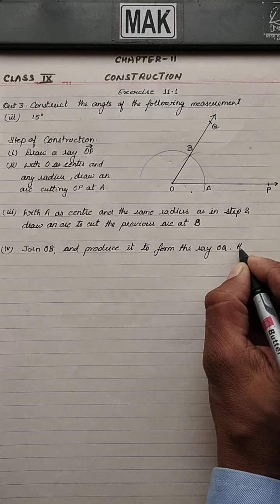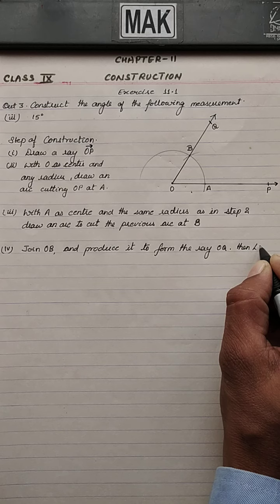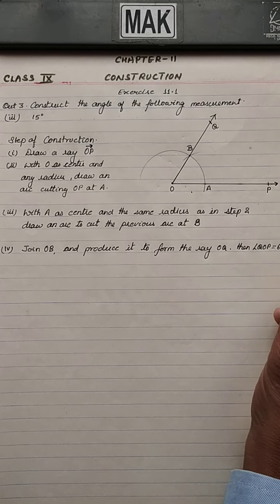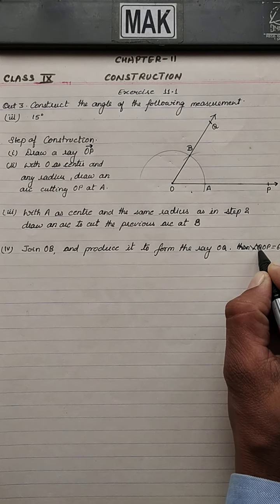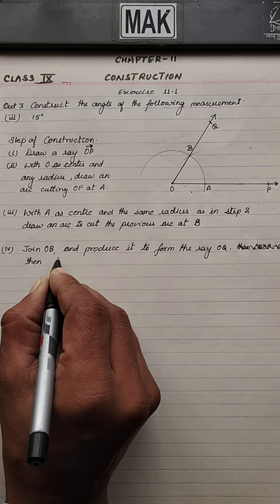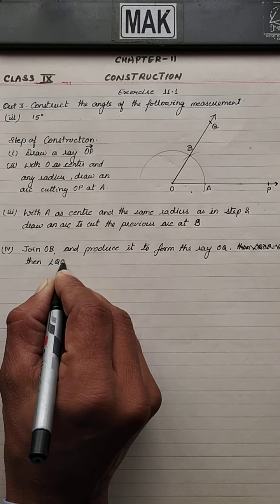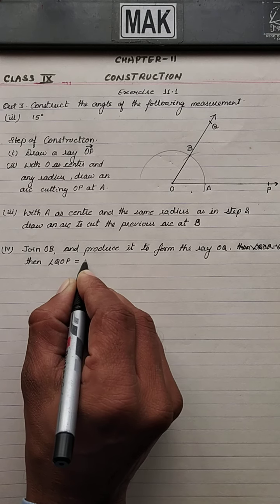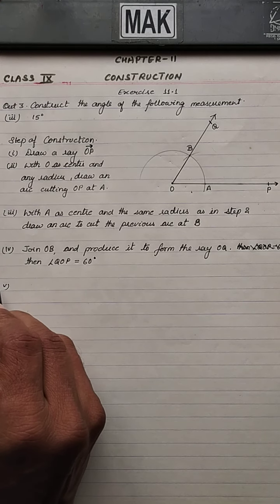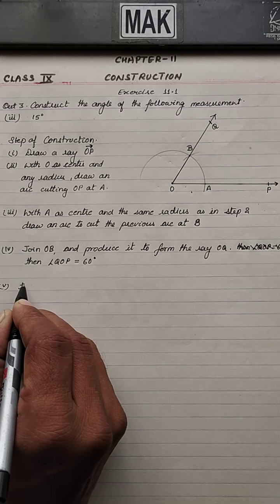Then you can see angle QOP is equal to, are you able to see? No. Okay, no problem. This point we will write in another line. See here. Then your angle QOP is equal to 60 degrees. Clear? Now point number 5, a very important point. We will draw a bisector.